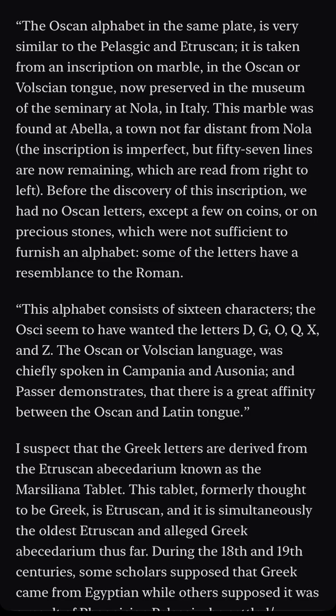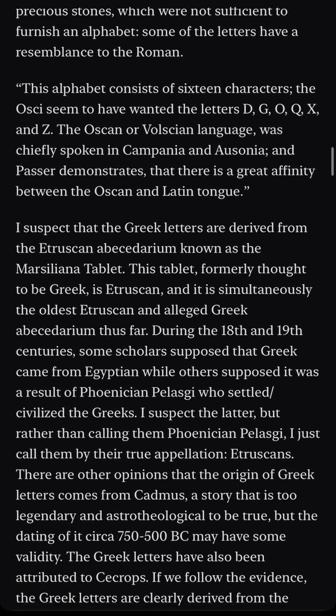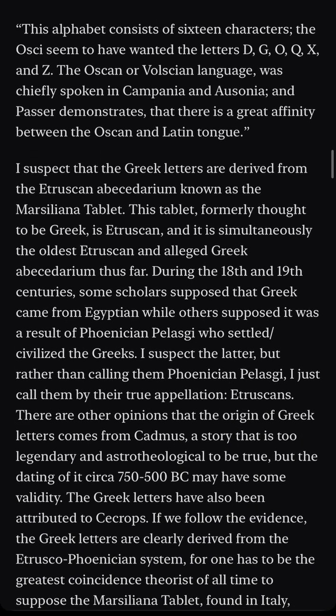Some of the letters have a resemblance to the Roman. This alphabet consists of 16 characters. The Osci seem to have wanted the letters D, G, O, Q, X, and Z. The Oscan or Volscian language was chiefly spoken in Campania and Ausonia, and Passeri demonstrates that there is a great affinity between the Oscan and Latin tongue.